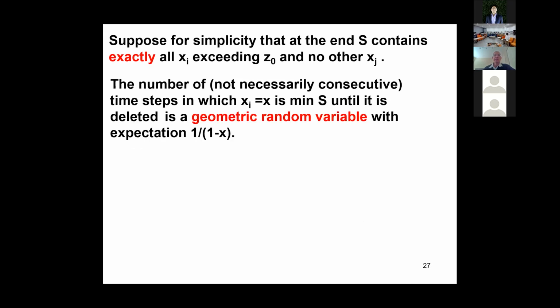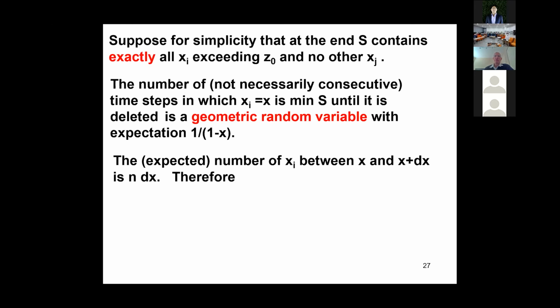I want to show where the 1 over E comes from. So what I wrote here is that if some xi is x, the number of not necessarily consecutive time steps in which xi is the minimum, you see it can be the minimum, then someone smaller comes, and then it's not the minimum, but later this guy leaves and it can be the minimum again. So the number of times it is the minimum until it leaves is a geometric random variable, and its expectation is 1 over 1 minus x. We just wait until someone smaller comes.